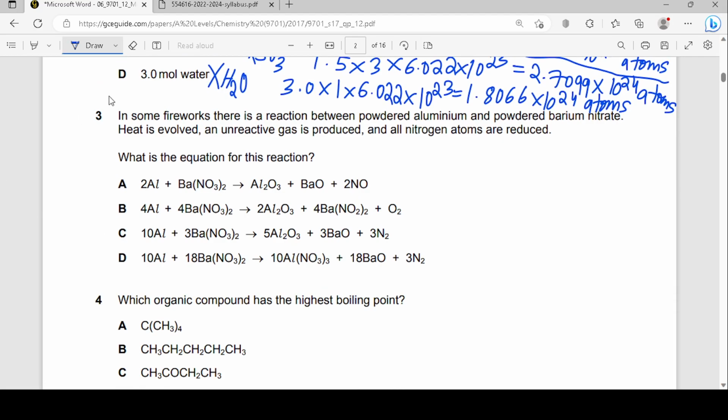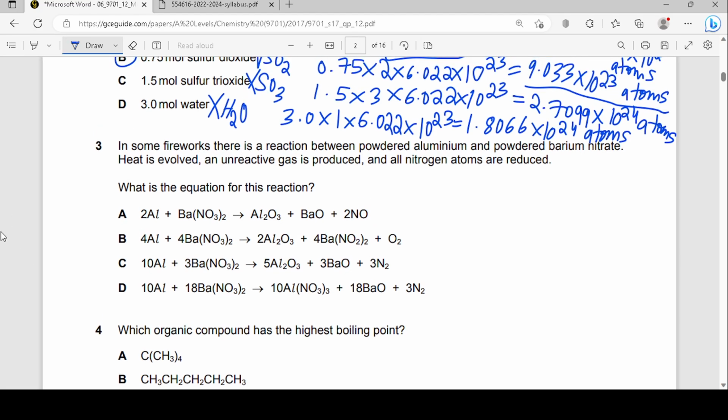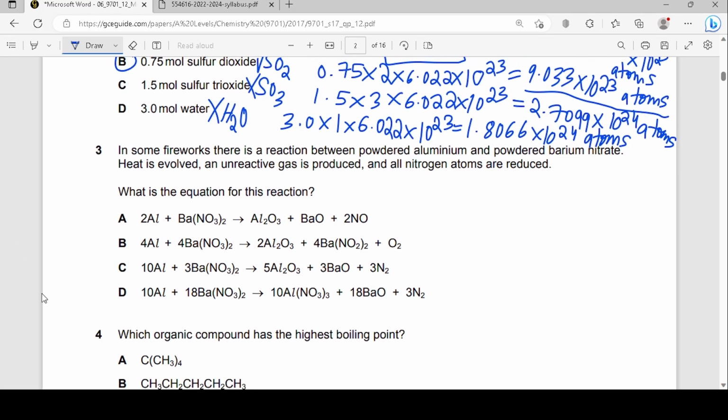So yeah. Next question. In some fireworks, there is a reaction between powdered aluminium and powdered barium nitrate. Heat is evolved and unreactive gas is produced. So an unreactive gas is produced and all nitrogen atoms are reduced. Okay. So heat is evolved as well, so it's probably some type of reaction, right? But an unreactive gas is produced.